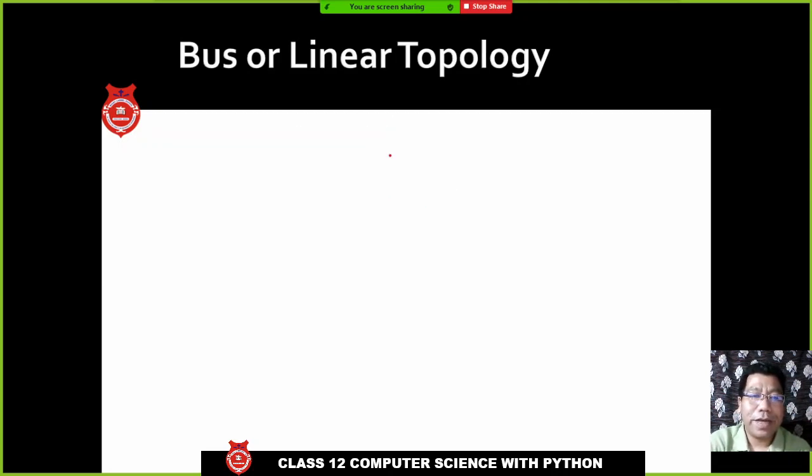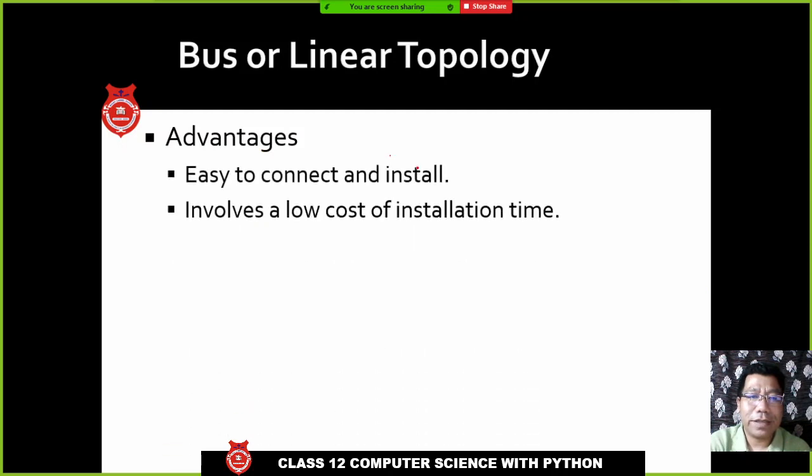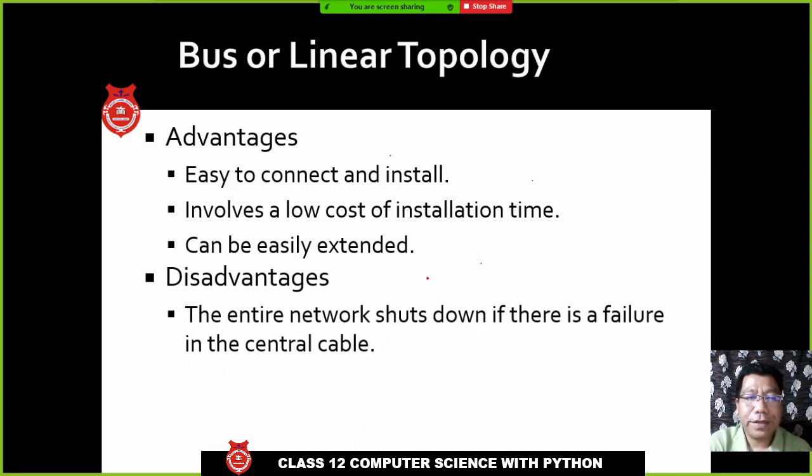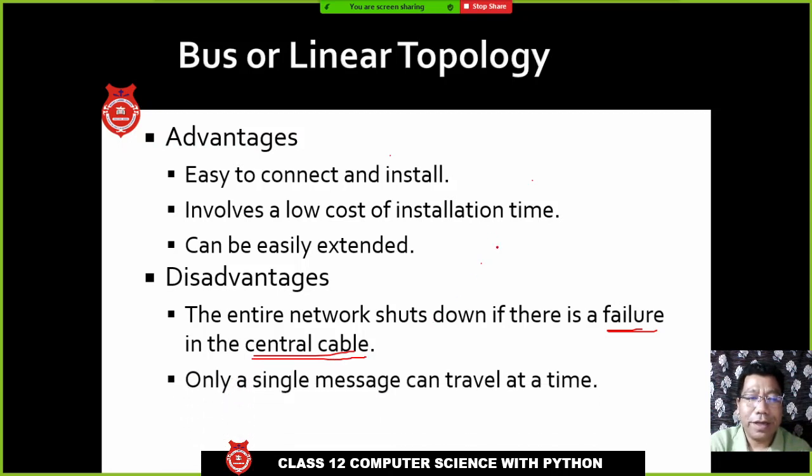Let's study the advantages and the disadvantages. The advantages include that it is easy to connect and install, it involves a low cost and installation time, and it can be easily extended. The disadvantages include that the entire network shuts down if there is a failure in the central cable. If the central cable fails, the whole network will not be able to access the internet.